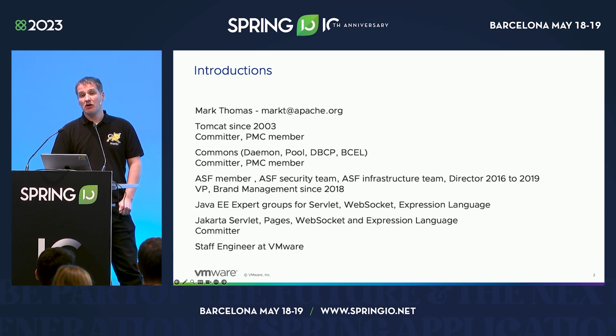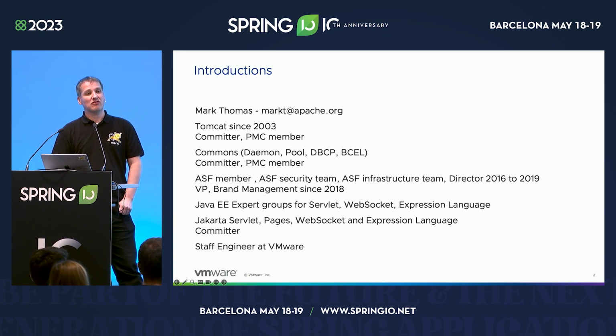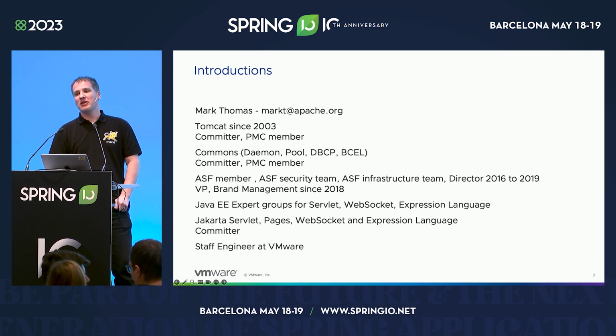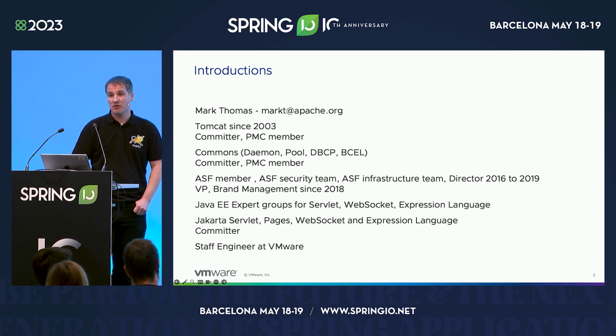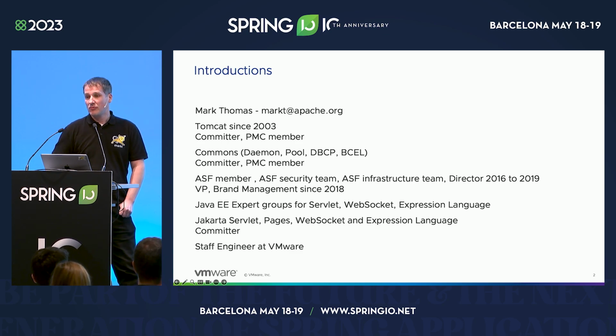Back in the days of Java EE, I was on a handful of the expert groups, and that's transferred over to Jakarta, where I'm on the expert groups for the four main specifications, well, not expert groups, projects really, isn't it, at Jakarta? The four main projects that Tomcat implements, so that's Servlet, Pages, WebSocket, and Expression Language.